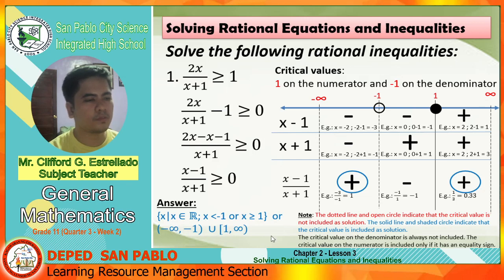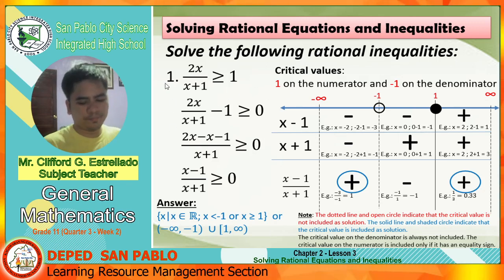In interval notation, we can write: open parenthesis, negative infinity, comma, negative 1, close parenthesis. Why parenthesis? Because the parenthesis denotes that negative 1 is not included. Union with, since 1 is included, we use a bracket. The bracket denotes that the given value, which is 1, is included. Comma, then positive infinity, then close parenthesis. We always use parenthesis for infinity. Okay? So that is our answer on number 1.